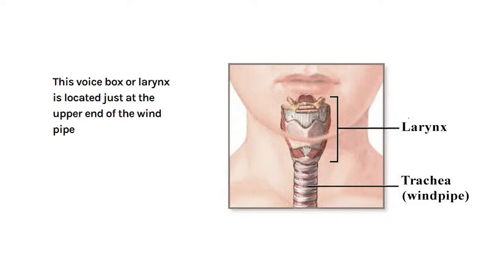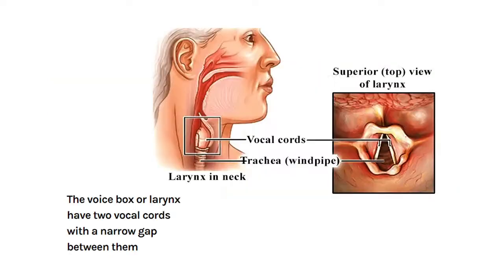What is another name for the windpipe? We have learned about the respiratory system, and there we have learned about the windpipe. Yes, and another name for the windpipe is trachea. Just above the trachea, where the trachea is about to begin, you will find the larynx or the voice box. That's the location of the voice box.